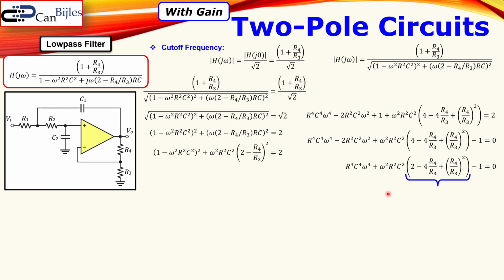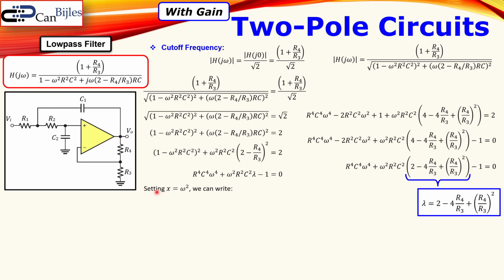Now this is the most simple expression you can make from here, and again we can try to analyze this by setting some parameters. In this case I will designate this as lambda. So lambda in our case is 2 minus 4 times R4 over R3 plus R4 over R3 the quantity squared. And then I have now this expression, which is then R to the power 4, C to the power 4, omega to the power 4, plus omega squared, R squared, C squared, lambda, minus 1, is equal to 0.